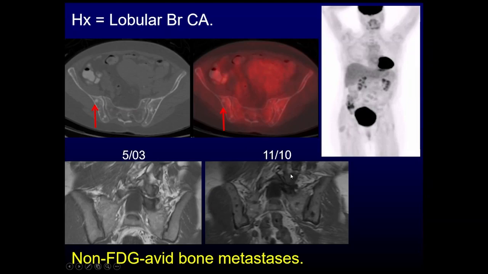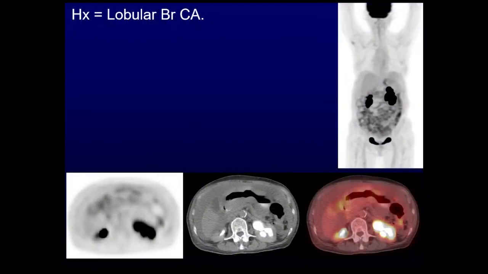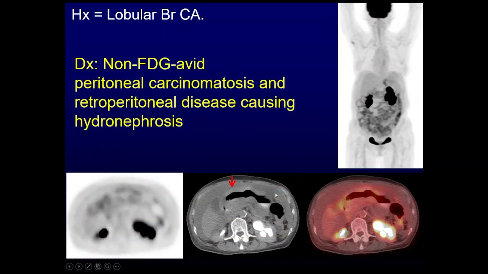So be wary. Lobular breast cancer is often less avid than ductal breast cancer, and it has to be detected on the CT component of the FDG PET rather than the FDG PET. Here's an example of a patient, again, with no abnormal FDG avid foci, but extensive thickening of the stomach, peritoneal free fluid. This is unfortunately widespread peritoneal carcinomatosis lining the GI tract, which is not apparent on the FDG PET, but is apparent on the CT component of the study.